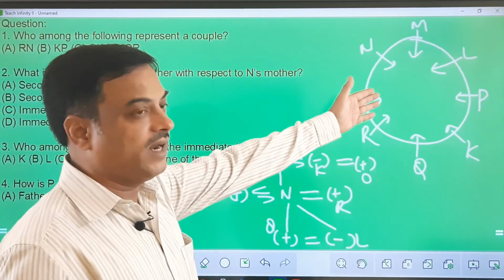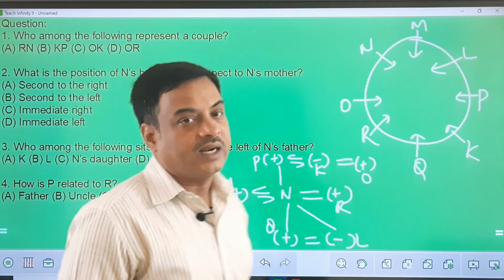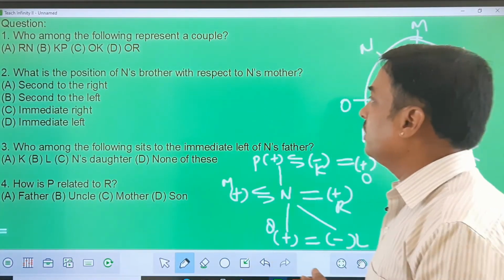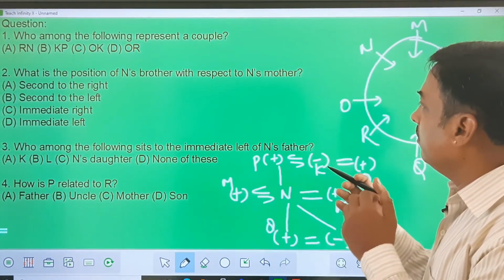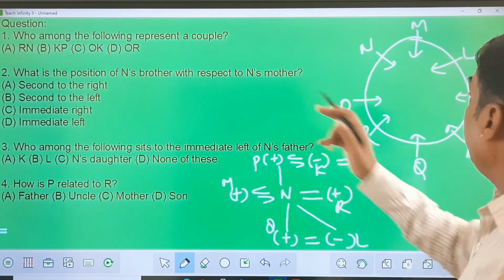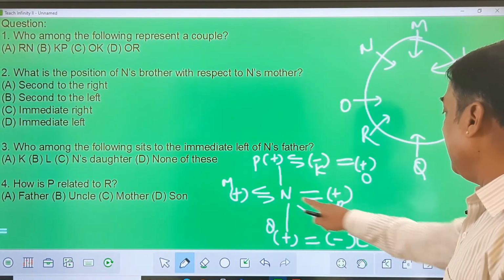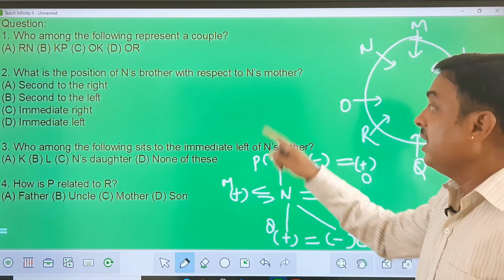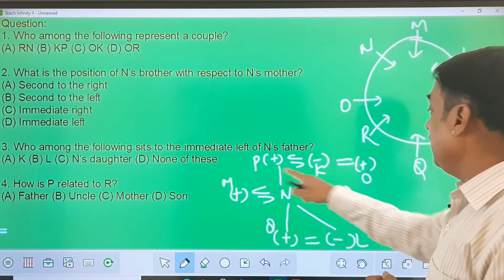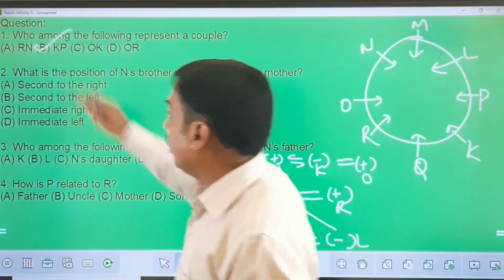You see the arrangement, relations, all that are clear. Let me answer the questions. Who among the following represents a couple? R and N. You can see R and N are not a couple, they are siblings. K and P are a couple, so my answer would be the B option over here.